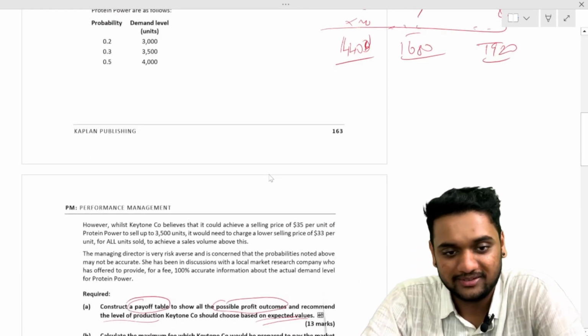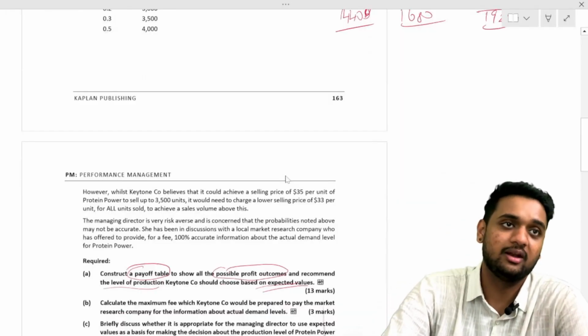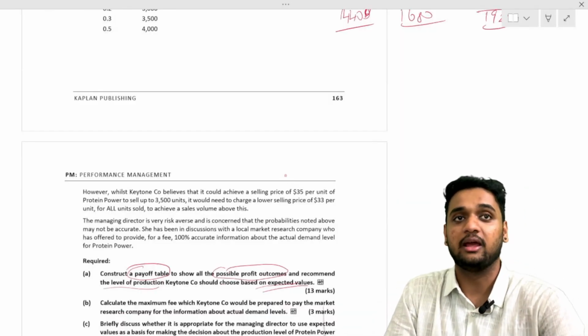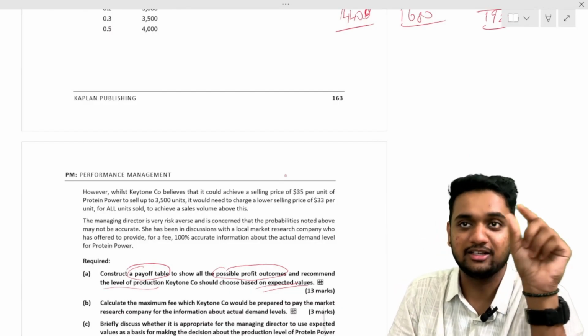Understood? Right, I will do. Now one by one we will do. Before doing the payoff table, first we will create a payoff table and keep. What heading will you put? Production or supply. The heading is production or supply.